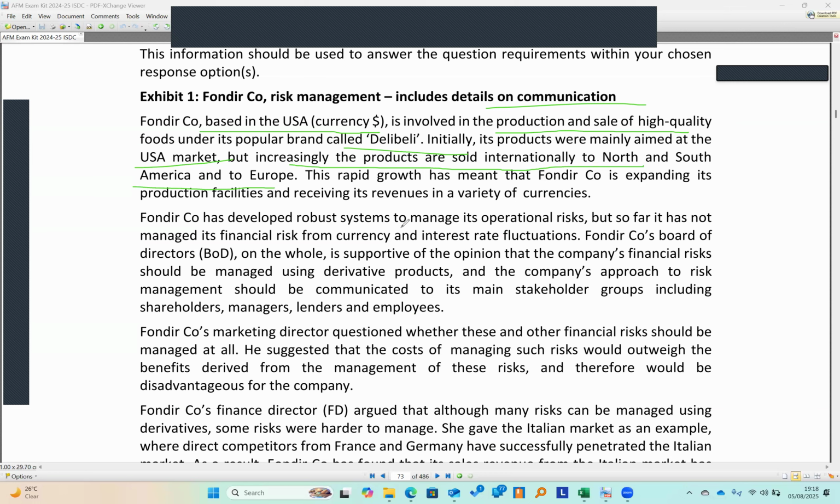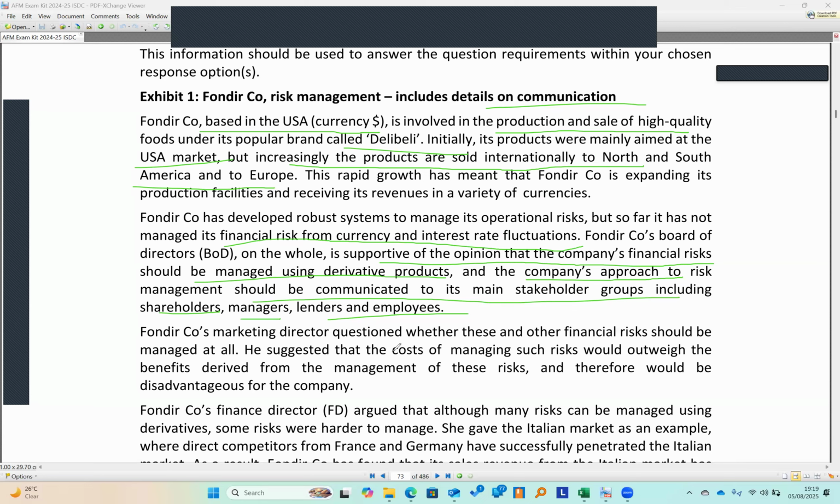Developed a robust system to manage the operational risks, but so far it has not yet managed financial risks from currency and interest rate fluctuations. This is what we are looking at for this question. The board, on the whole, is supportive of the opinion that the company's financial risks should be managed using derivatives, and the company's approach to risk management should be communicated to the main stakeholder groups, including shareholders, managers, lenders, and employees.